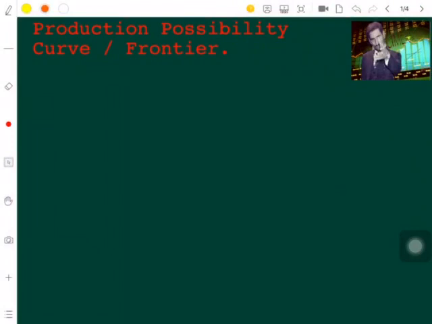Welcome back, students. Now we reach the second part of our chapter, that is the production possibility curve or frontier. This is what I was talking about, which is going to answer our basic questions of economy, the basic problems which we are talking about: what to produce, how to produce, and for whom to produce. So these three basic questions are now going to get answered by this very technique, which is called the production possibility curve or frontier.